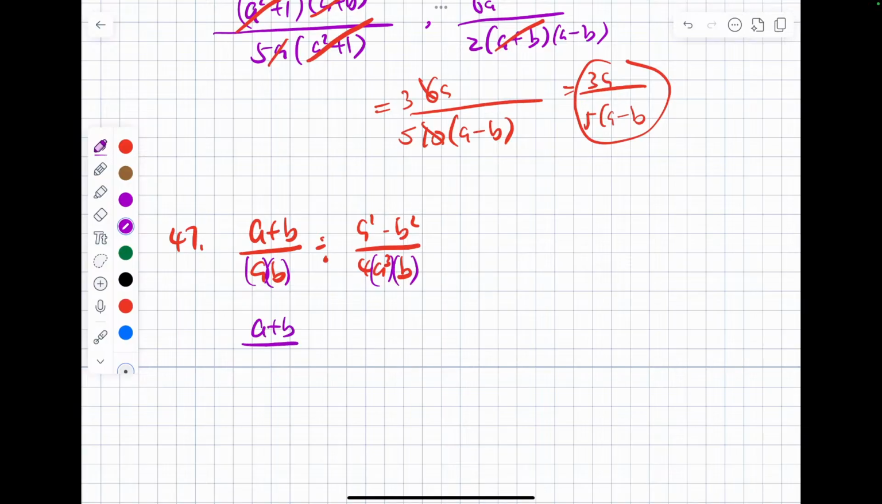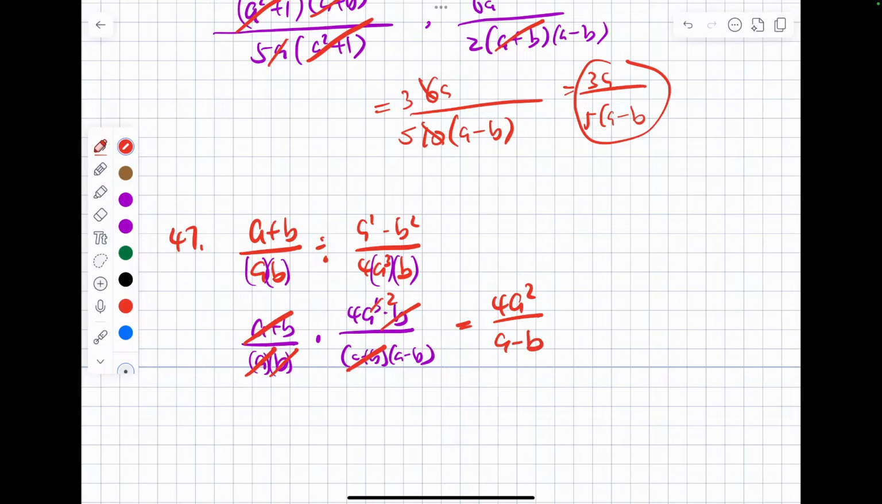So a plus b times ab. And this one is a plus b and a minus b. It's called the difference of squares. This is 4a cubed b. So this one here is going to be simplified like this, and this is simplified like this to 2. And a plus b cancel out. So that's going to be 4a squared over a minus b.